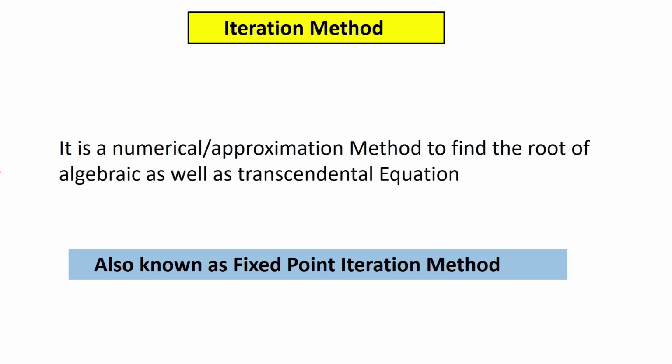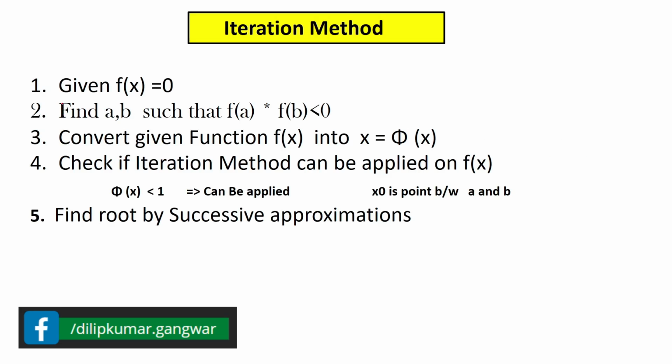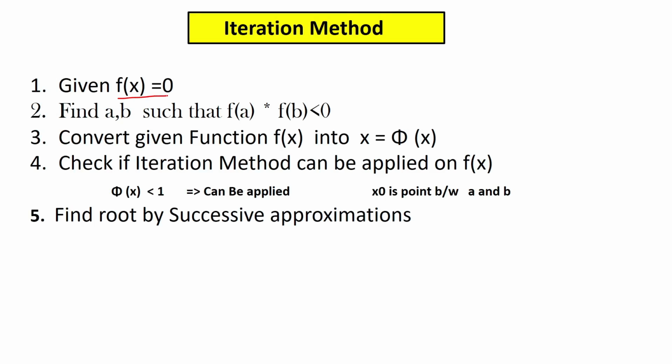Now let's see how we can implement this method on an equation. These are the steps which tell us how we can apply the iteration method on a given equation. For example, we are given an equation in the form of a function. Let's say f(x) equals some equation, for example x square minus 5 equals 0. Now we have to find the roots of this equation.